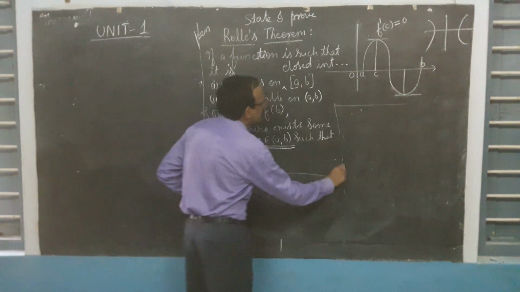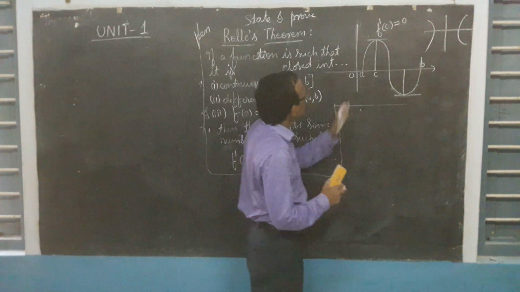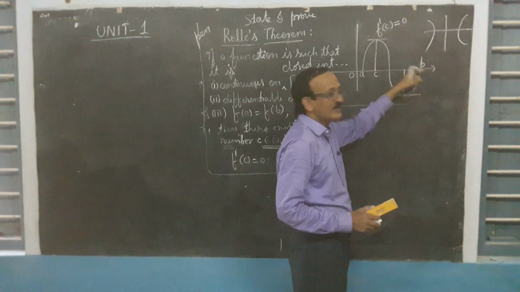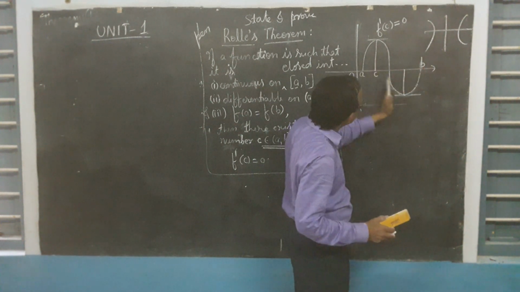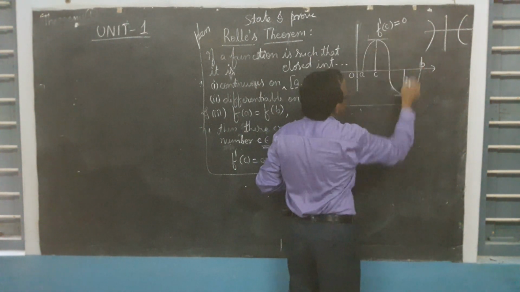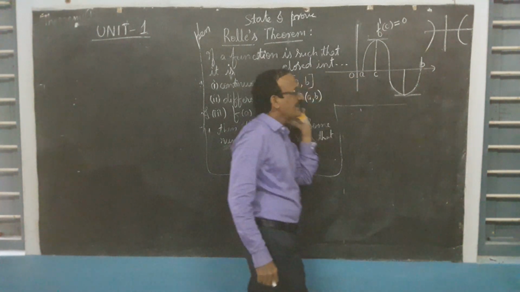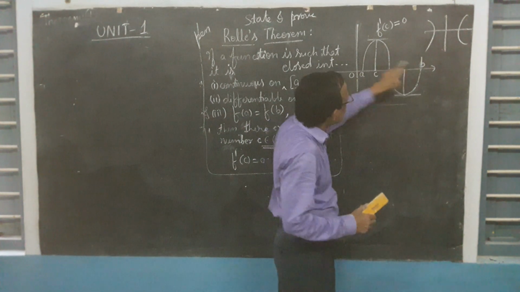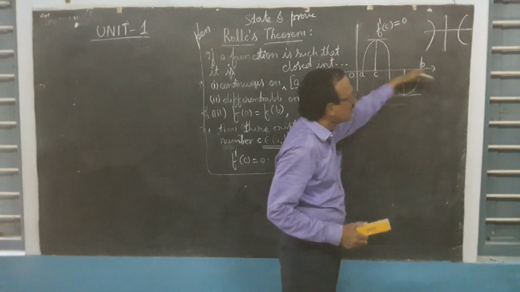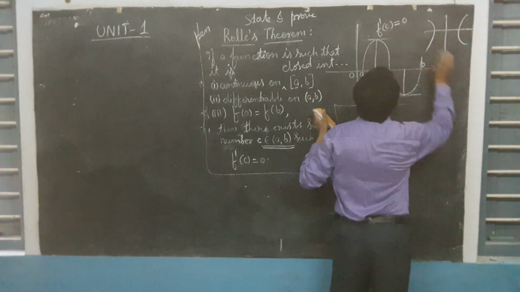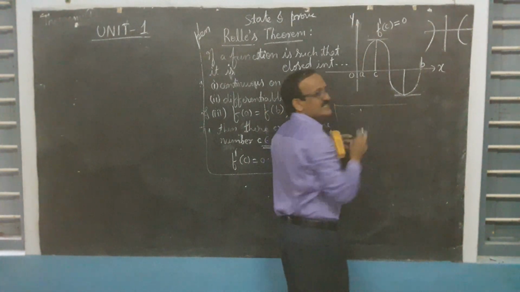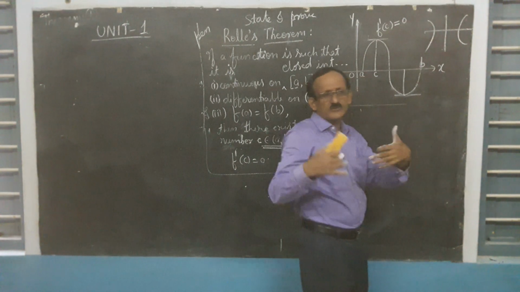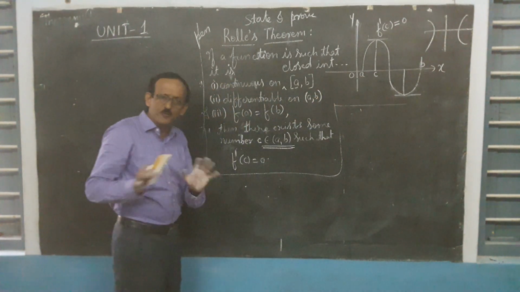There is a geometrical meaning of it. The function is continuous in the closed interval AB, and in between A and B at each point it is differentiable, so tangents exist. Then the values at the end points are equal: f of A equal to f of B. Here it is 0 because on the x-axis, the y value is 0. F of A is 0, f of B is 0, so the values at the end points are equal.